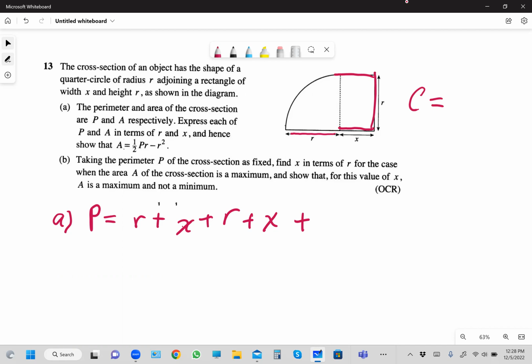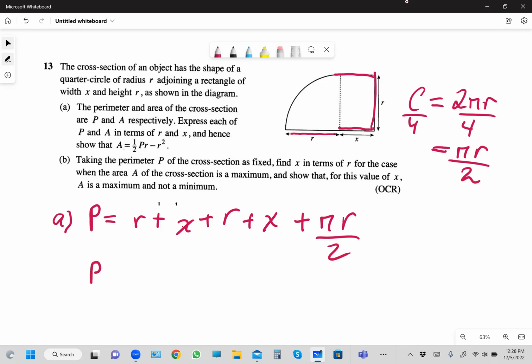That's 2 pi R. But this is not a full circle. This is a quarter of a circle. So we're going to divide it by 4. So we're going to end up with pi R over 2. So this here expresses your perimeter. Let's just make it look prettier. That's going to be 2R plus 2X plus pi R divided by 2. Agree or disagree? That's how we get perimeter? Yay or nay? Yay. Okay.